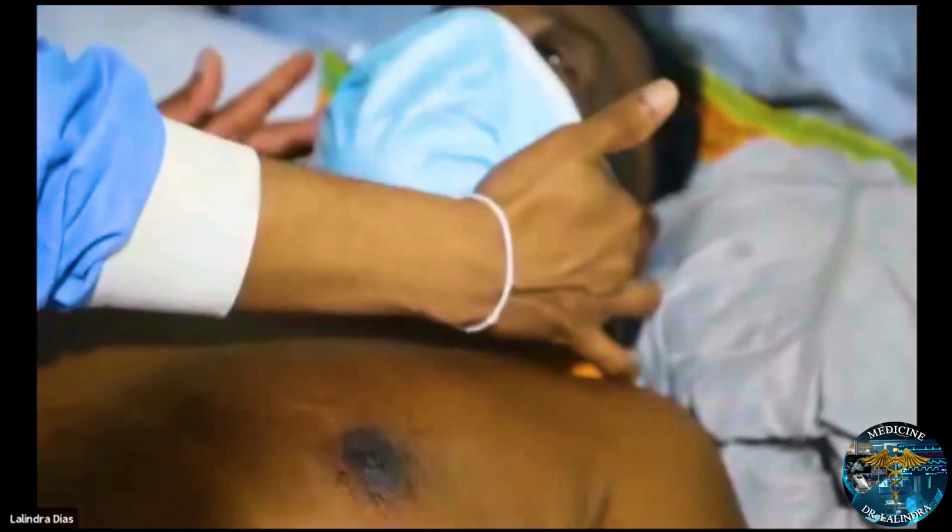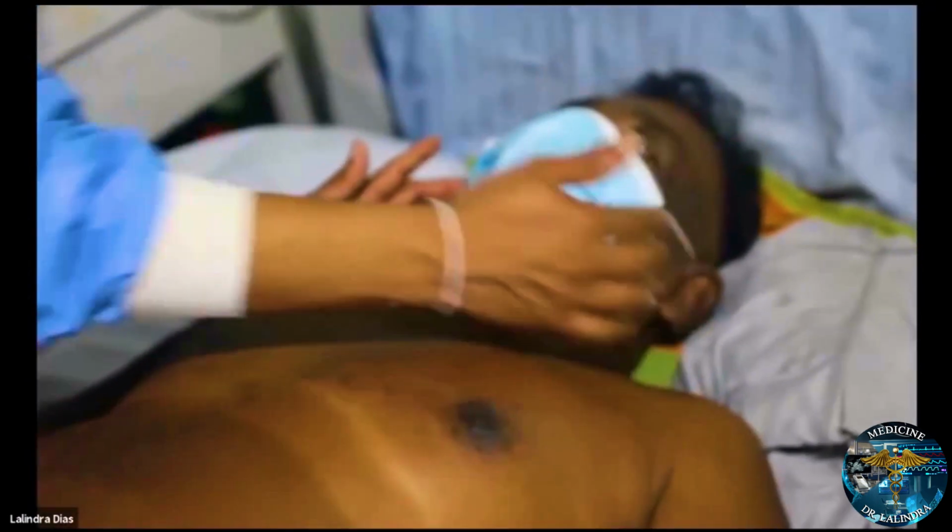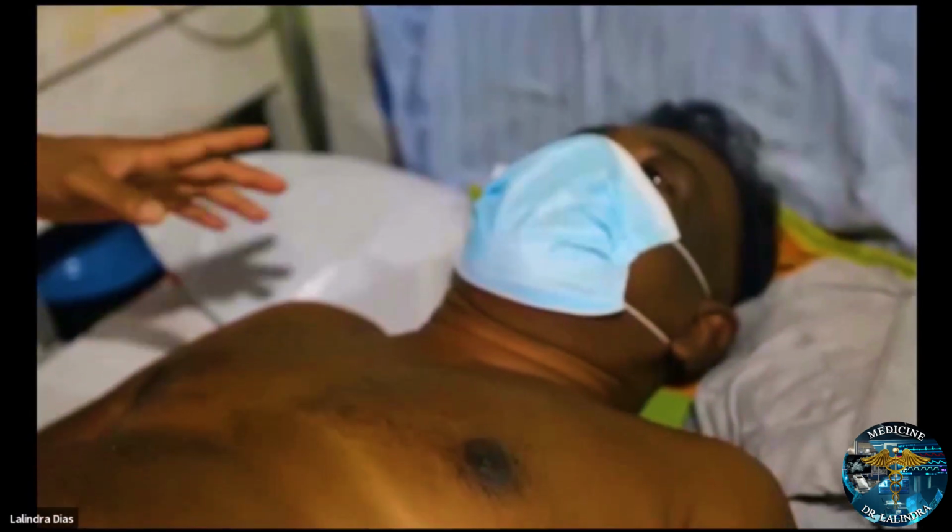Then also you have to palpate the parotid area to see whether the patient has any parotid swelling. Why parotid swelling? Because it's a peripheral stigma of chronic liver cell disease.